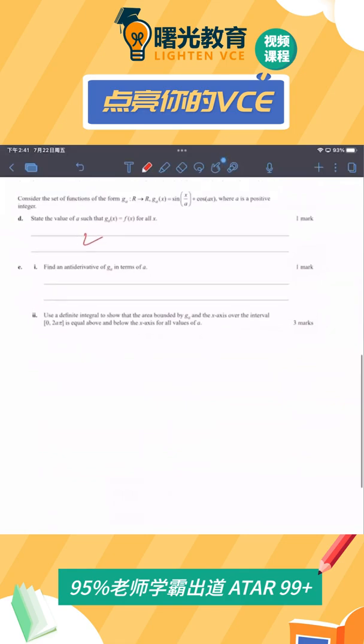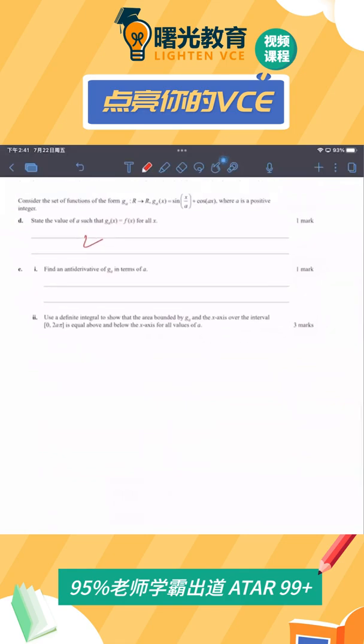In part E, we have two parts. Now, first one, we need to find the antiderivative of g_a in terms of a. If we're looking for the antiderivative, we're doing this, all right? The antiderivative of sine of x over a plus cosine of a x, with respect to x. Now, when you finish, all right, when you finish, okay, a is a constant number.